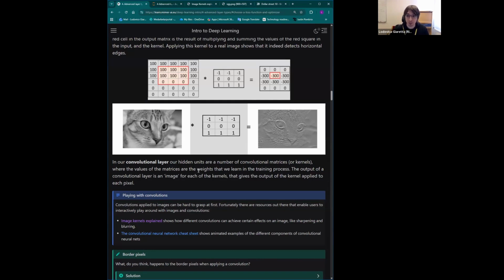The model is not doing this. The model found something better, some better kernels than what we as humans could build. But it's still using this approach of finding kernels that highlight useful patterns in the image. And that is the key.